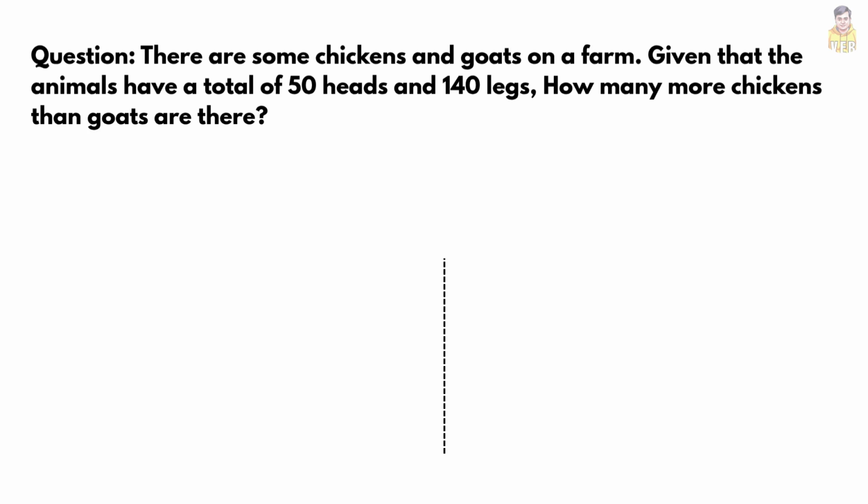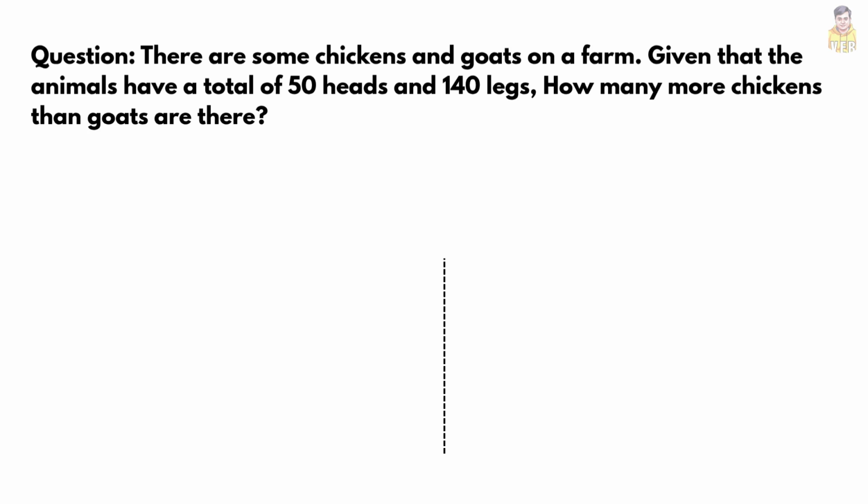Today, we are going to solve a very interesting question from algebra, based on linear equations. The question is, there are chickens and goats on a farm. The total number of heads is 50, and the total number of legs is 140. We need to find how many more chickens than goats there are.